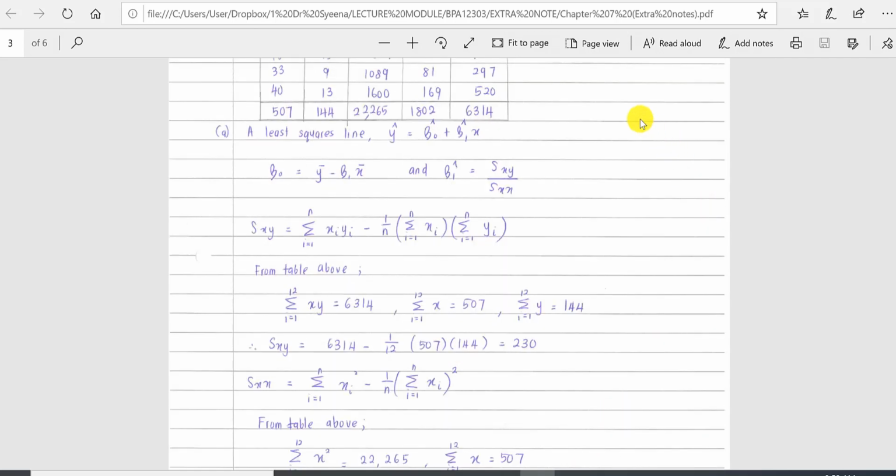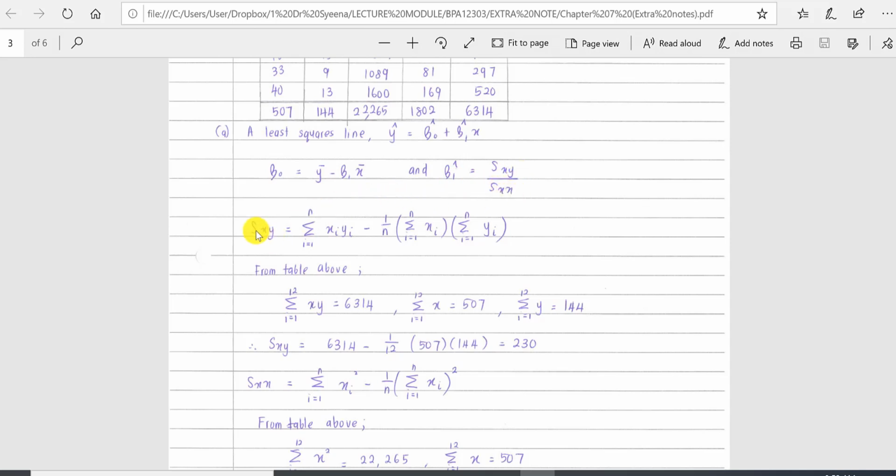Now we want to get the equation of y equal to beta naught plus beta one x. So we have the formula of beta naught and also the formula of beta one. But to get beta naught, we must have the value of beta one first. So that means we must calculate beta one first. So how to get beta one? It is equal to Sxy divided by Sxx.